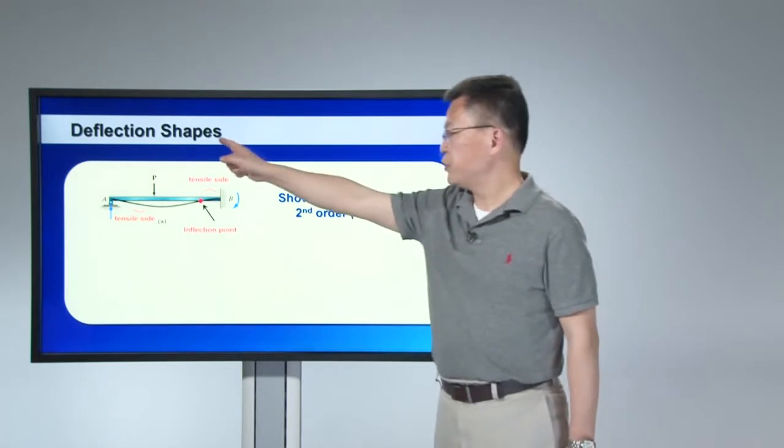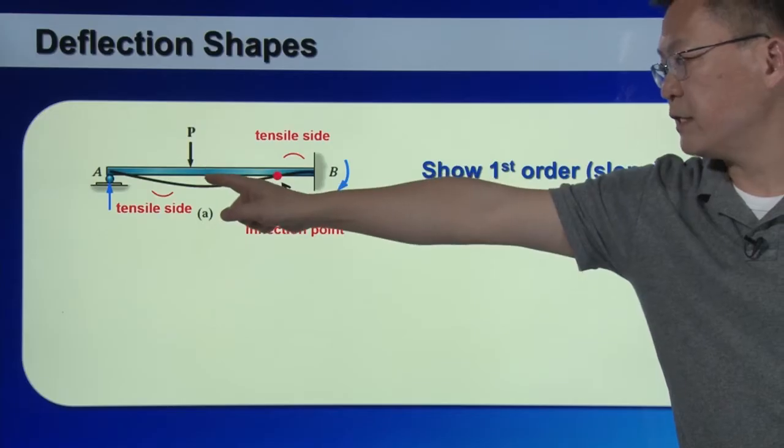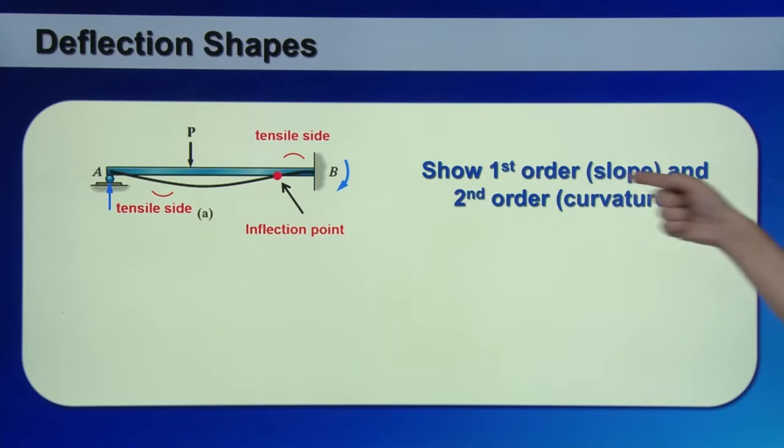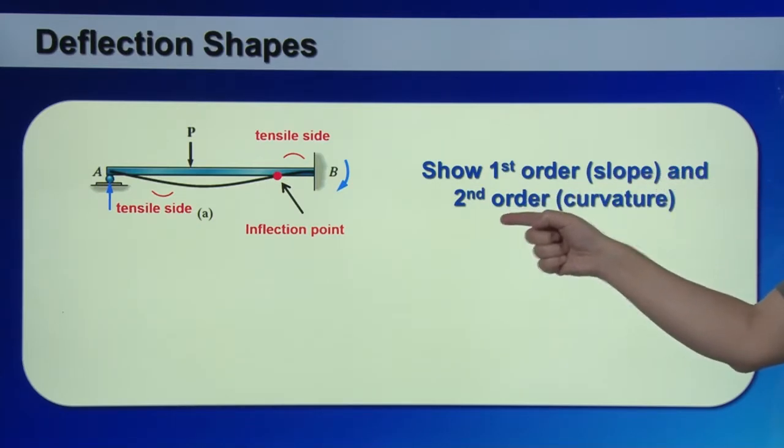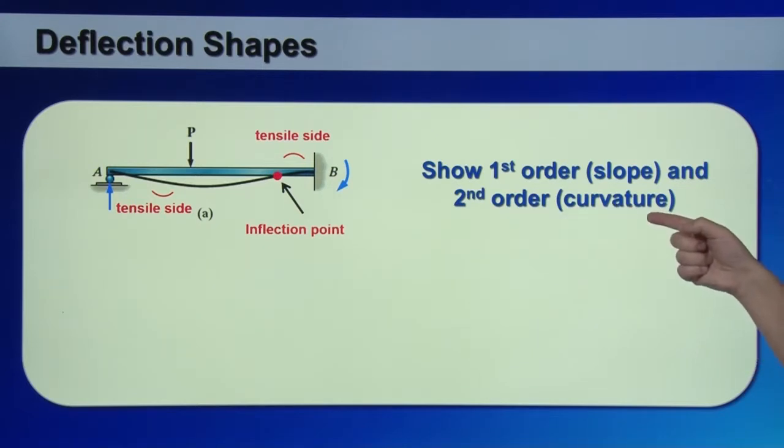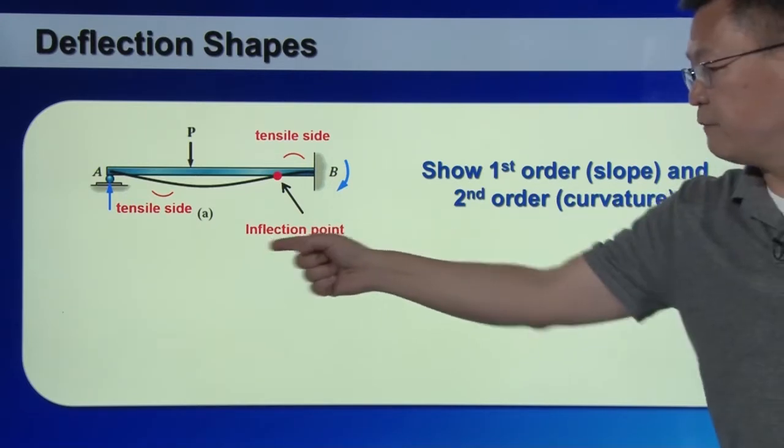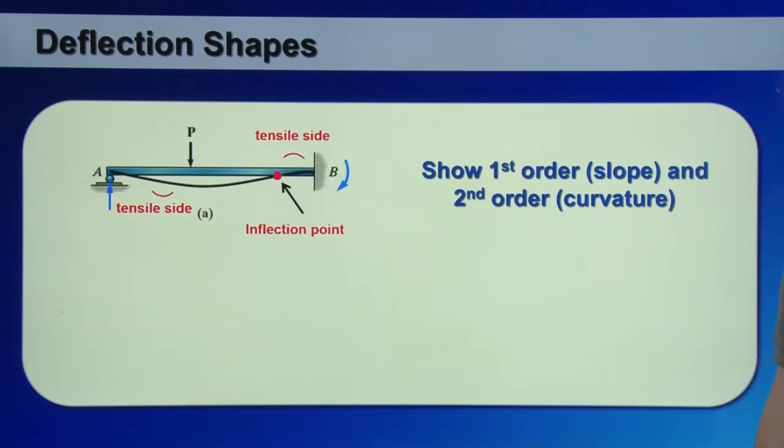So a good deflection shape should be able to reflect both the first order information, which is the slope, as well as the second order information, which is the curvature. So including the information of the inflection point.